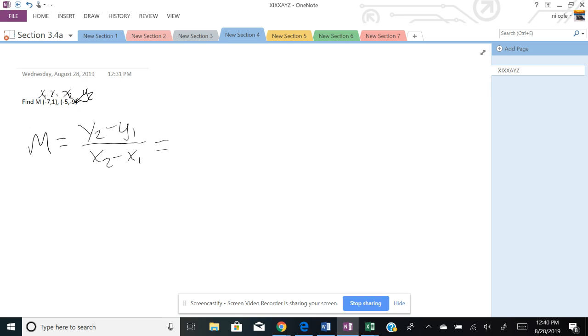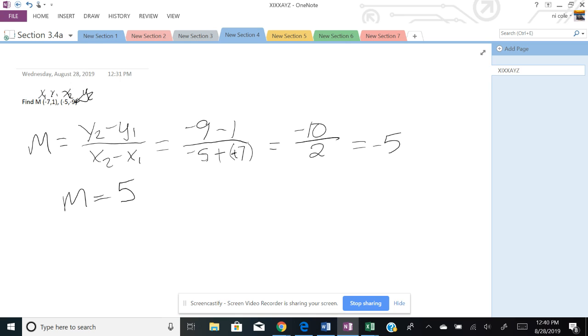So now I can come in and replace. y2 with -9 minus 1 all over -5 minus -7. So -9 minus 1 gives me -10 all over, well, that's a double negative, so that makes it a plus, all over 2. Now, how many times does 2 go into 10? 5 times, and the number stays negative. So my slope is equal to -5.